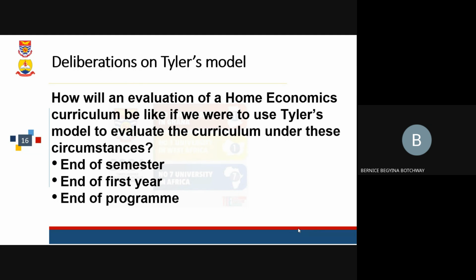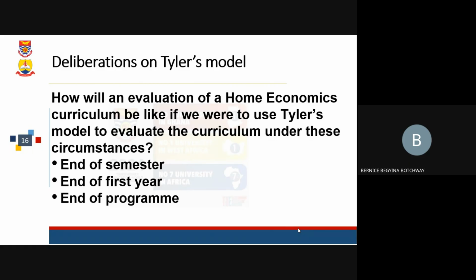So if you are sewing a dress, it should meet the standard. It should be well pressed. It should be fitting. All those standards should be met. So at the end of the program, that's what they want to meet. So let's break it into semester, first year, and then the end of the program.